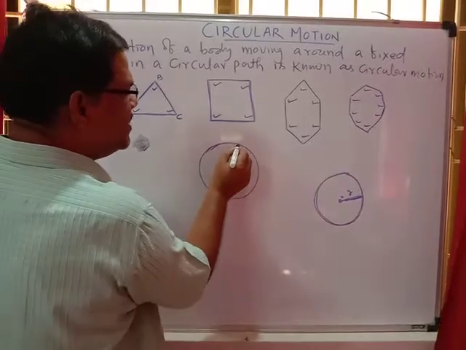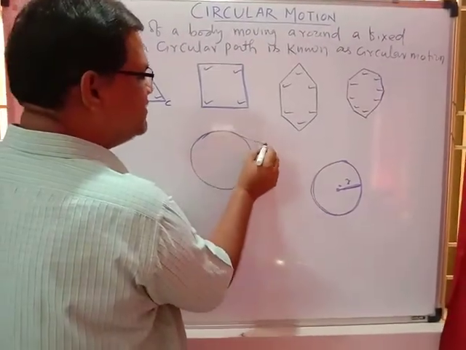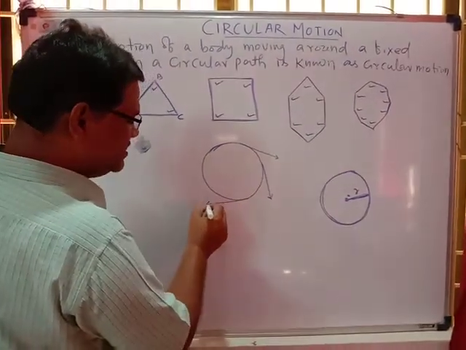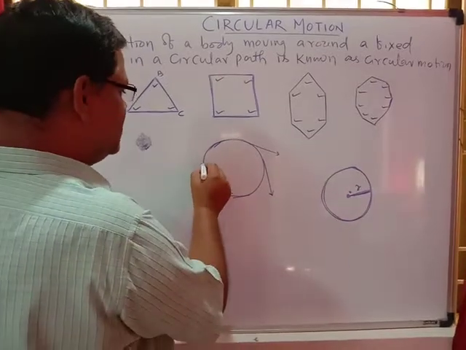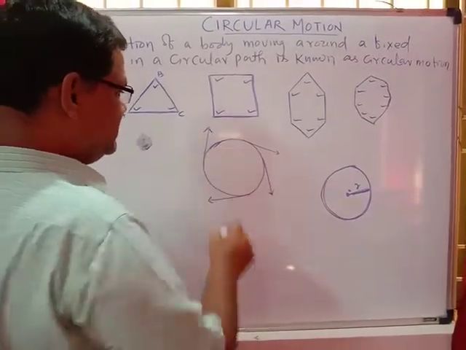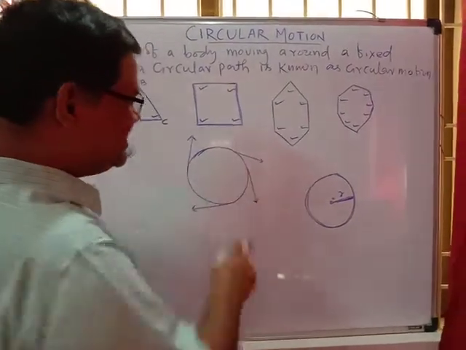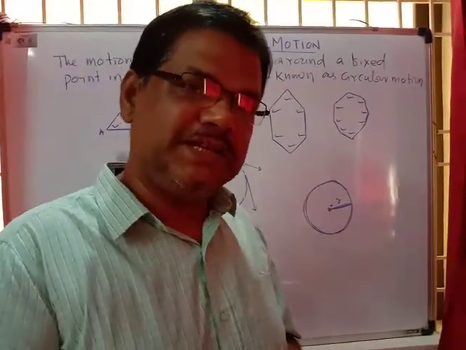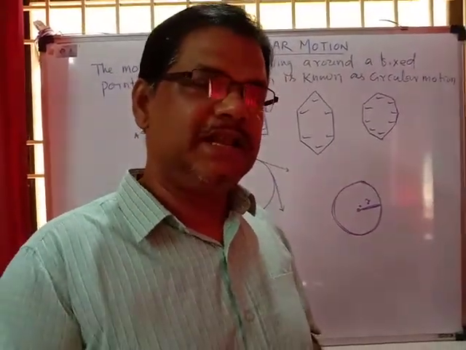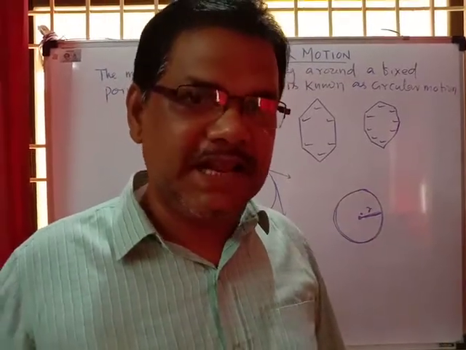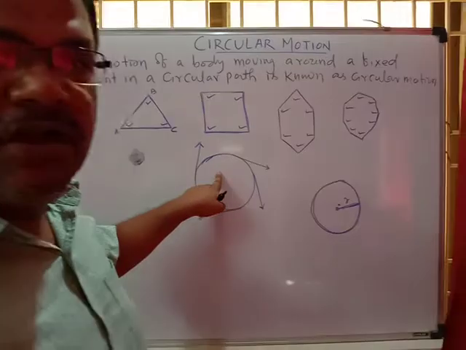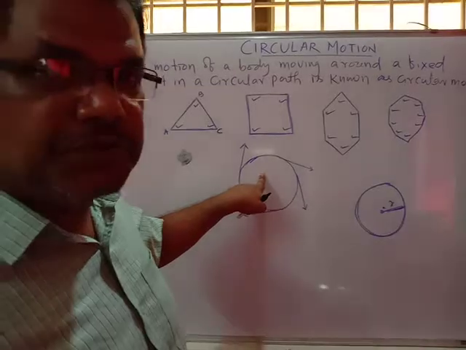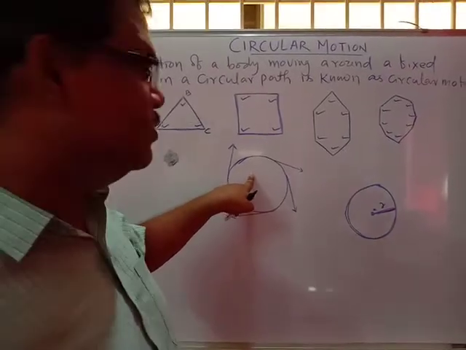At this point the speed will be along this direction, at this point along this direction, and here also, because the direction is changing continuously in a circular path. This is the speed of the object, which is changing direction continuously. And you know, if the object changes its velocity continuously, then we can say the object is accelerating. So in circular motion, the object is accelerating continuously, and it is due to the change in direction of the motion.